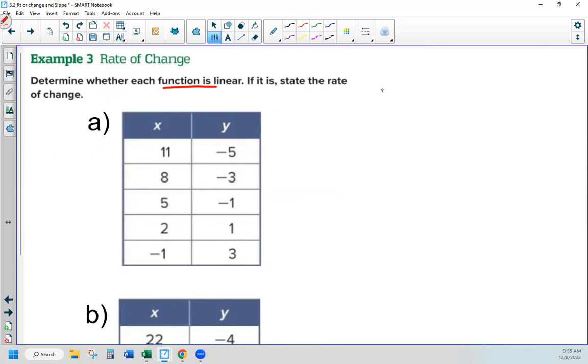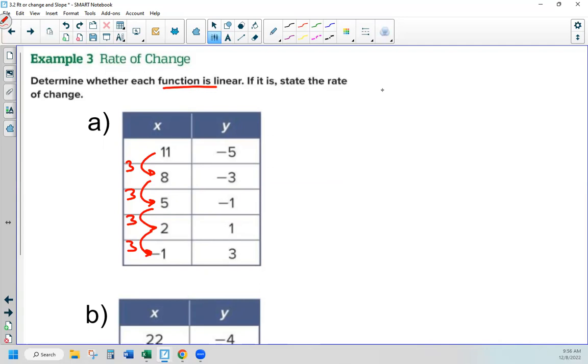To determine that it's linear, we want to make sure that there's an addition pattern on both the domain and the range, the x and the y. So from 11 to 8, how many jumps do you need to get from one number to the other? That's 3 jumps. From 8 to 5, 3 jumps. From 5 to 2, 3 jumps. From 2 to negative 1, 3 jumps. So we're good here. We check that our domain is skip counting by the same amount.